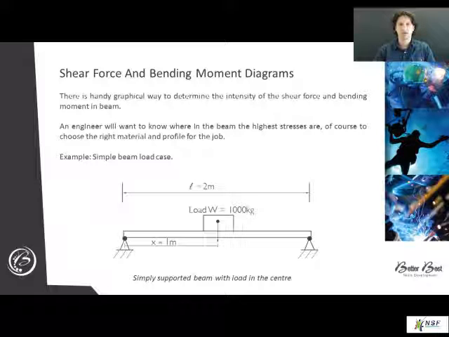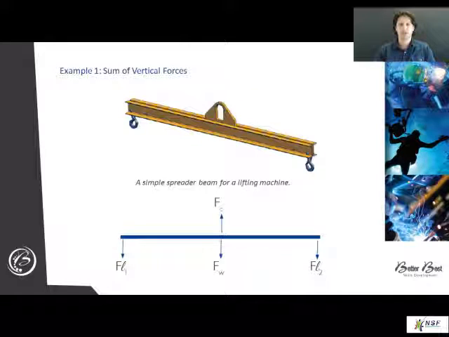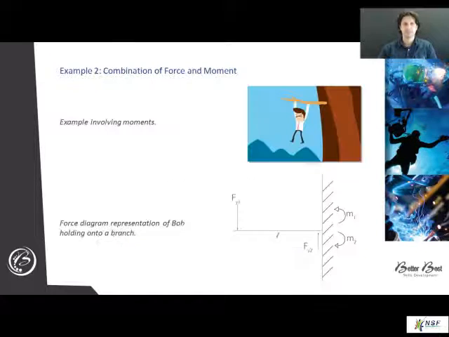Let us take a look at a spreader beam for a lifting machine. Please follow in your learner guide. Here we can see the forces acting on the beam. Since the beam is not moving, it is in equilibrium, and the force of the crane is equivalent to the magnitude of the sum of the forces from each of the loads and the beam weight.